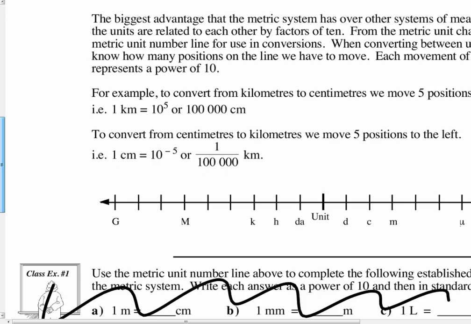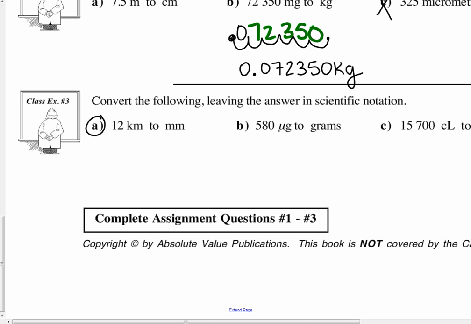Can you try 12A? Kilometers to millimeters really quickly? Oh, it says in scientific notation. We can skip that. Just convert it. You don't have to worry about scientific notation in math. Okay, that'd be six spots, right? 6 jumps to the right. So you're going to add 6 zeros.